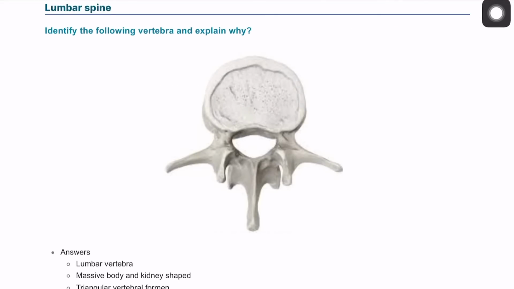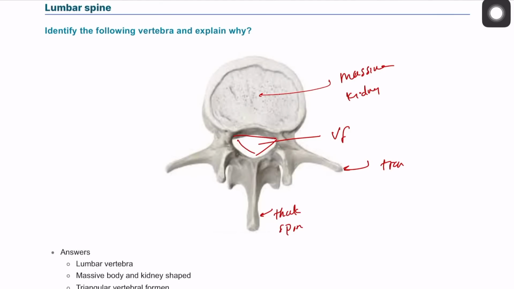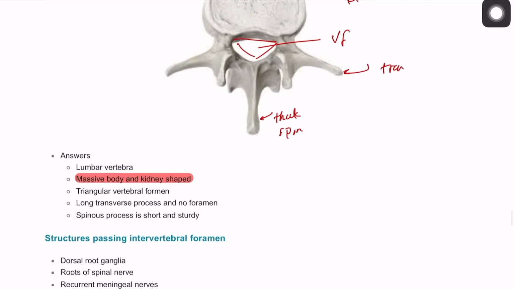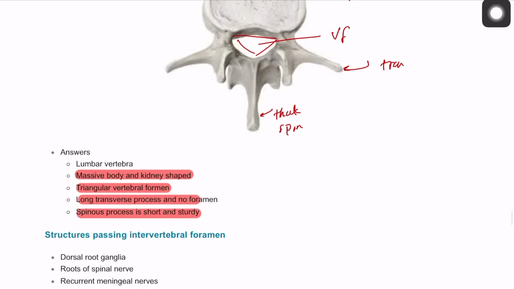Lumbar spine: we need to identify this vertebra. It looks like a lumbar vertebra for many reasons. One, the body is massive and kidney-shaped. You have a triangular vertebral foramen. You have a quite long transverse process and a short and thick spinous process as well. So this is a lumbar vertebra for many reasons: massive kidney-shaped body, triangular vertebral foramen, long transverse process, and a short and sturdy spinous process.